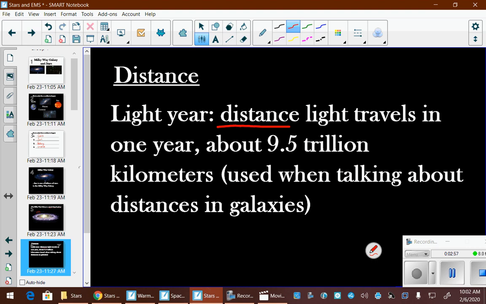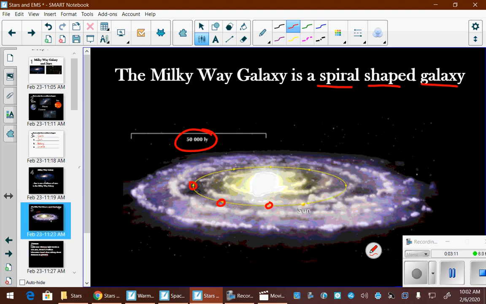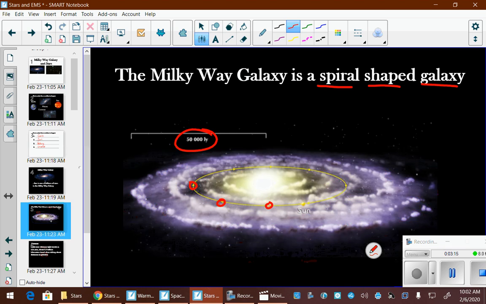A distance that light travels in 1 year, and this is about 9.5 trillion kilometers. This is used when we're talking about distances, when we're talking about things like galaxies. So when we talked about the Milky Way galaxy and said it's 50,000 light years across, it takes light 50,000 years to travel across it. So it's interesting to think of if we were to look at the edge of our galaxy and that light was coming from a star at the edge of the galaxy towards the center of it, it would take 50,000 years for the light to reach there because of how far away it is.